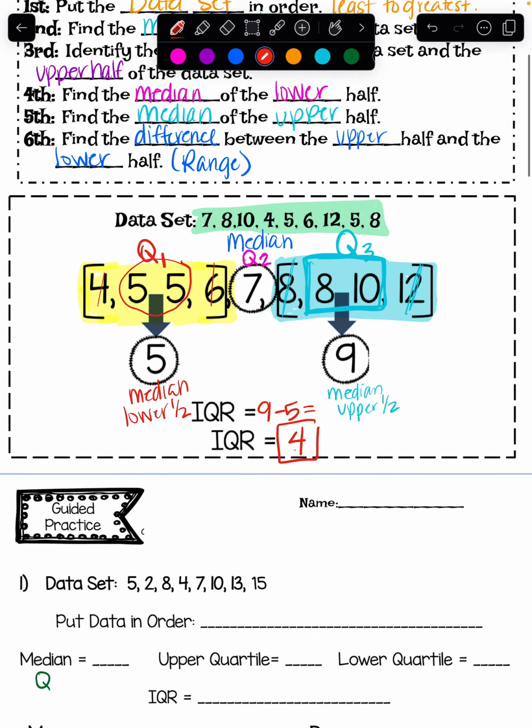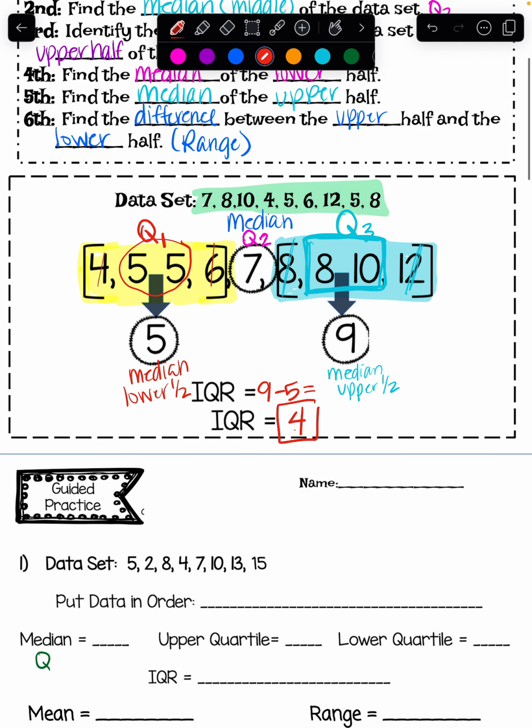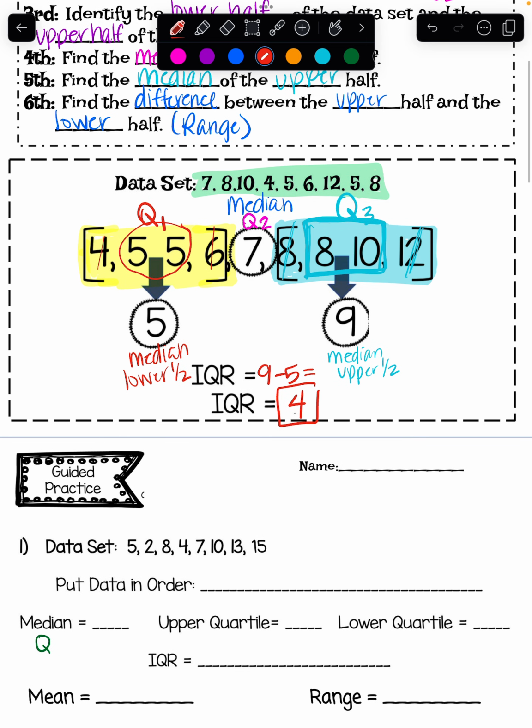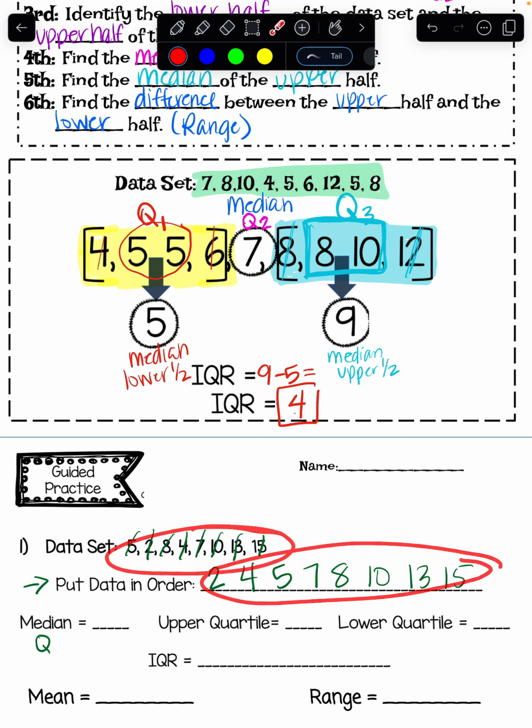All right, so we're going to take those steps that we already have, step 1 through 6, and we're going to do it down here in this data set together. So the first thing we have to do, it tells me, is put the data set in order. So we have least to greatest: 2, 4, 5, 7, 8, 10, 13, 15. I like to cross them off as I go so that way I can check to make sure I've done them all. Sometimes I also come back through and count the numbers that I wrote down to make sure they're the same amount of numbers, because that's usually where the mistakes happen, is you'll forget a number in your data set.